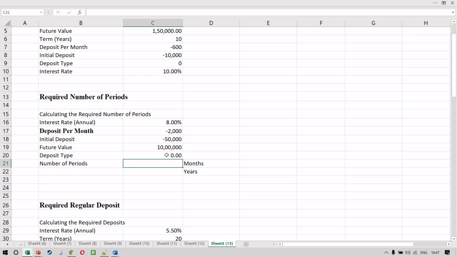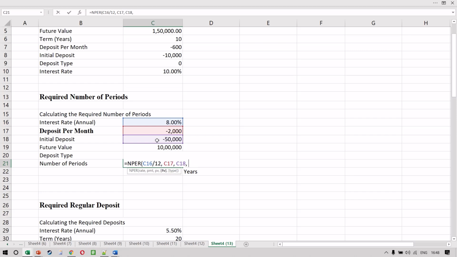Let's see how we can find out the required number of periods. For this, we use the NPER function. We will divide the interest rate, which is annual, by 12. Then we have the PMT, which is the deposit per month, 2,000. We have the present value, which is the initial deposit of 50,000.